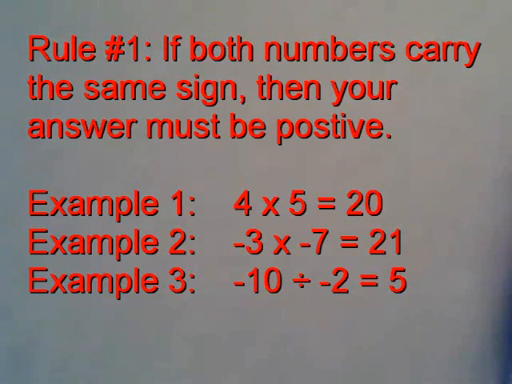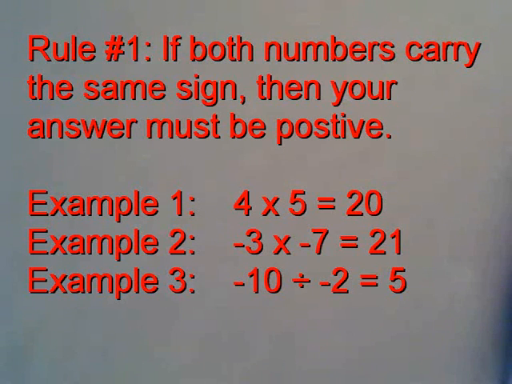Rule number 1. If both numbers carry the same sign, then your answer is going to be positive. Looking at what you have, in example 1, you have a positive 4 being multiplied by a positive 5, so your answer is going to be positive 20. Both numbers are positive, so you get positive 20. In example 2, you have a negative 3 being multiplied by a negative 7, so your answer is positive 21.